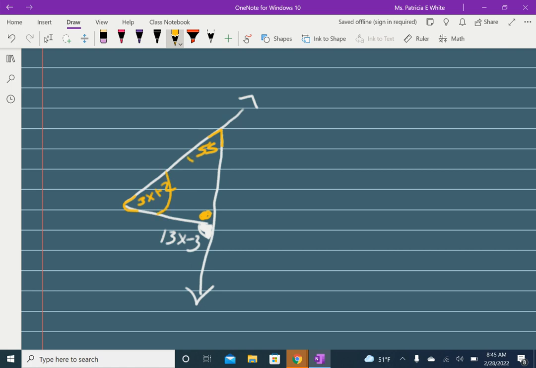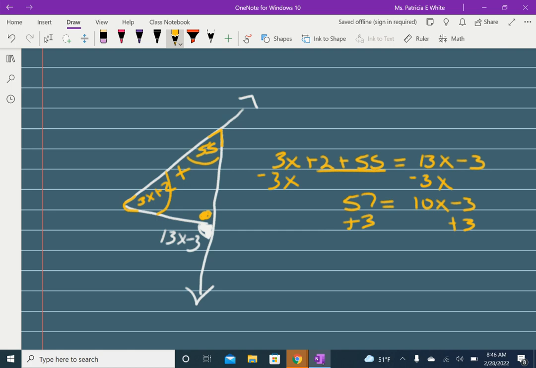So remember, opposite interior angles added together equals the exterior. So I'm going to say 3x plus 2 plus 55 equals 13x minus 3. So 2 plus 55 is 57, minus the 3x from both sides gives me 10x minus 3. I'm going to add that 3 to both sides, and I've got 60 equals 10x. Divide by that 10, and x equals 6.